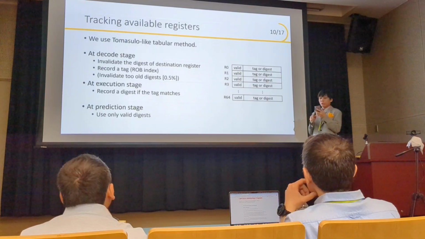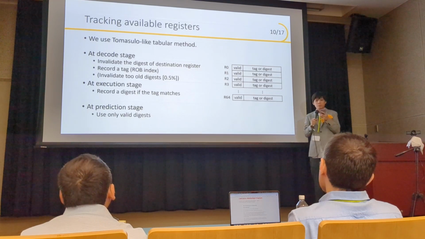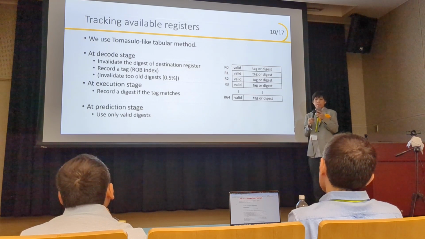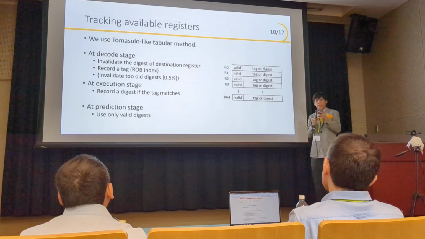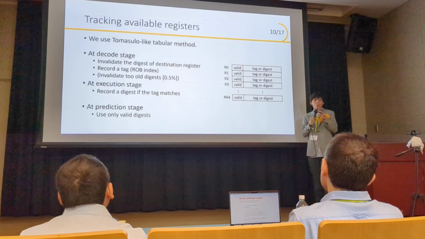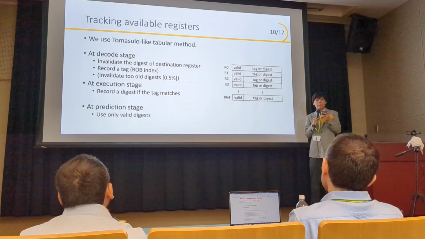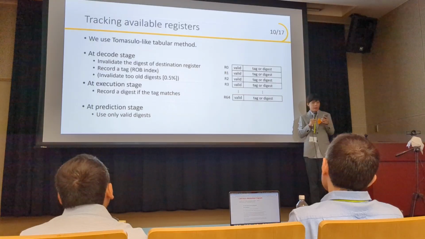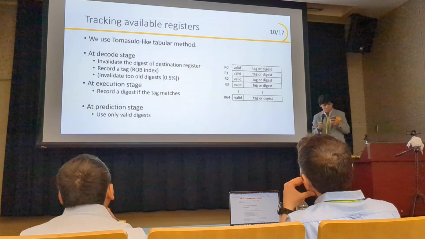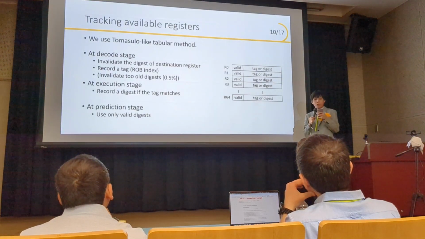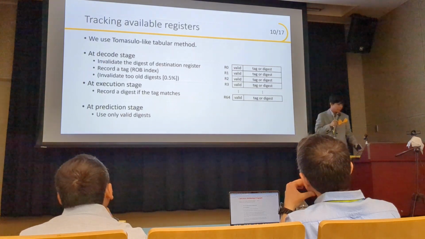To track whether each logical register is available or waiting for execution, we use a Tomasulo-like table. At the decode stage, destination registers are marked as invalid, and the tag is recorded. When the instruction writes back, we record the digest and set the valid bit. The predictor considers only valid entries. We found that a small trick in validating two older digests made a notable accuracy improvement, 0.5%.